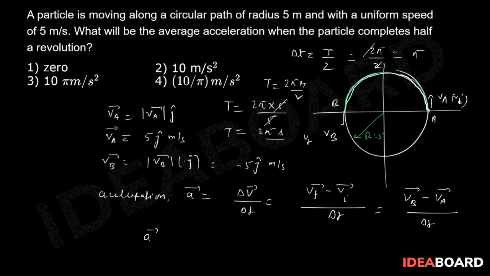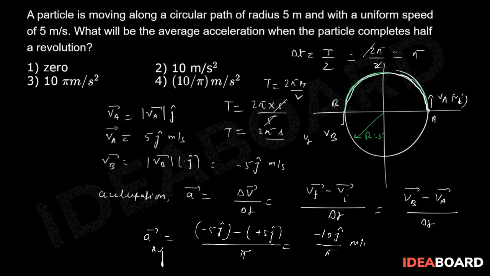So now simply let us calculate. This acceleration will be simply the average acceleration throughout the journey. That means VB is how much? Minus 5j minus of 5j divided by pi. That means this will be simply minus 10j upon pi meter per second square. So this is the value of vector A average.